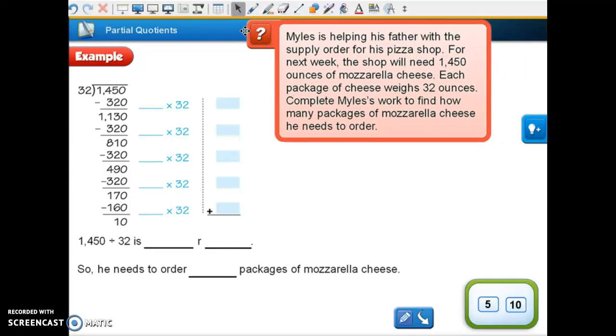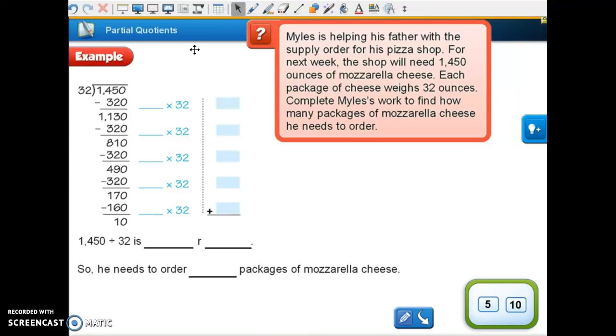Miles is helping his father with the supply order for his pizza shop. For next week, the shop will need 1,450 ounces of mozzarella cheese. Each package of cheese weighs 32 ounces. Complete Miles' work to find out how many packages of mozzarella cheese he needs to order.